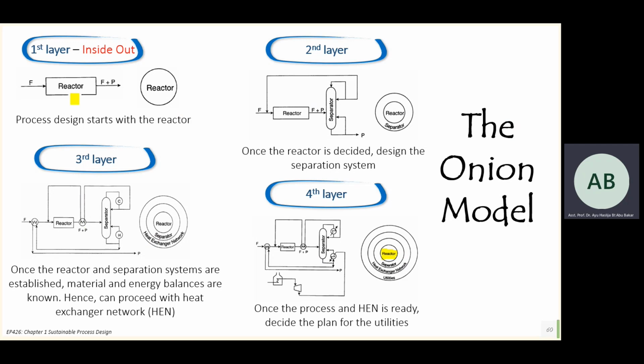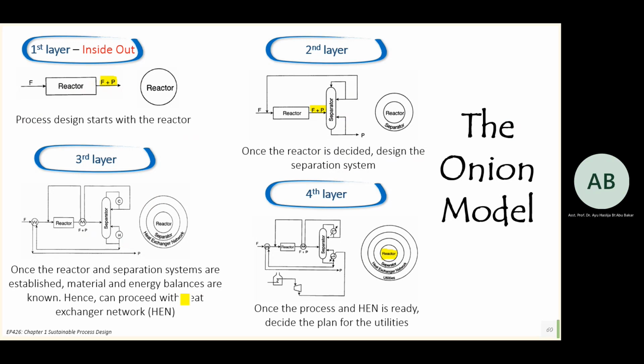Now, the first layer, inside out, the reactor starts first. Process design starts with the reactor. In your urea production, you will need to consider the reactor because there is a reaction over there, right? Input, output. Then once the reactor is decided, design the separation system. Your product has mixtures of product. Then consider the separator system.